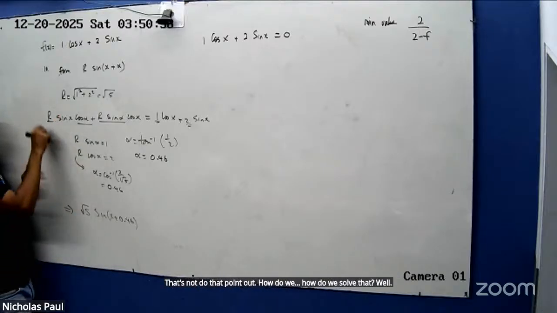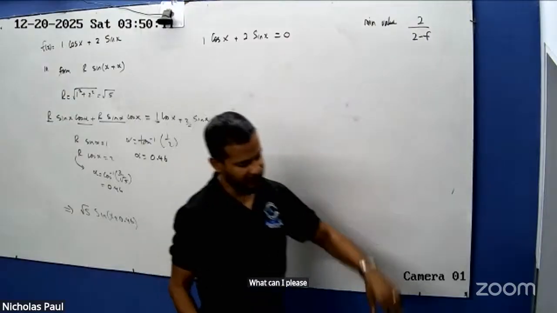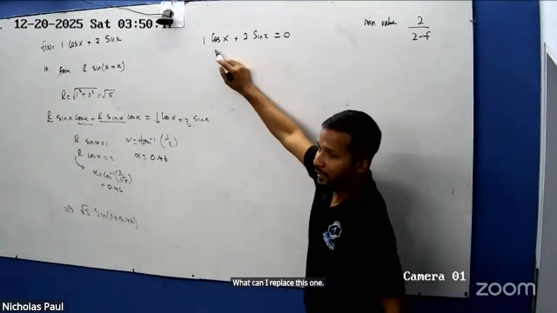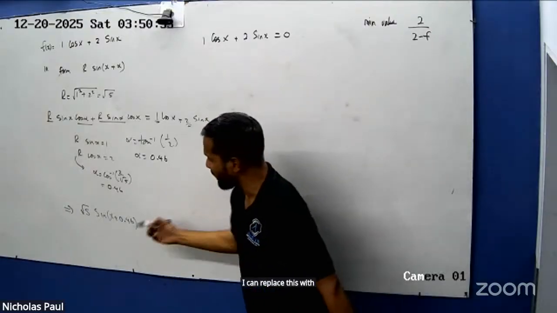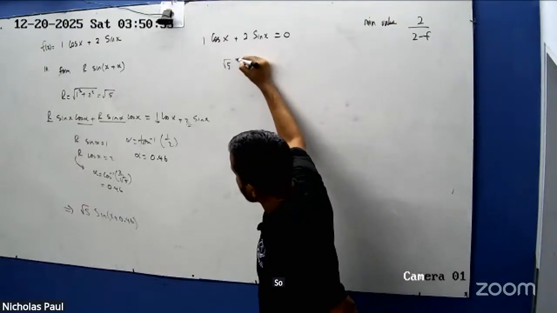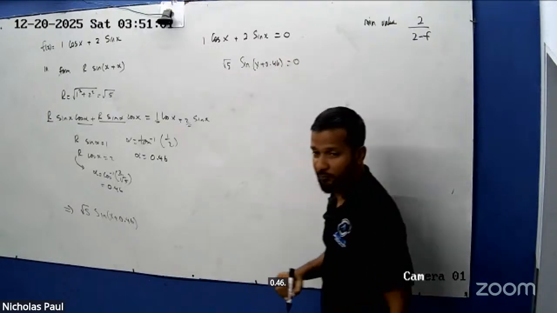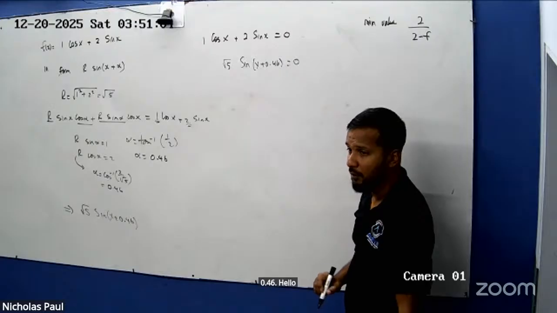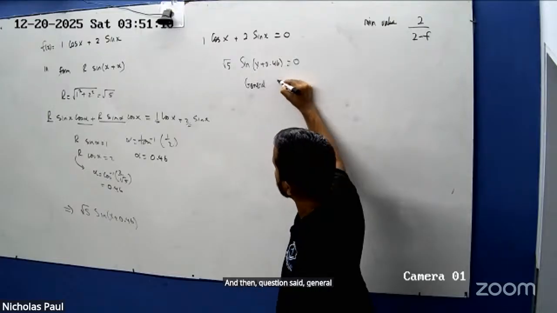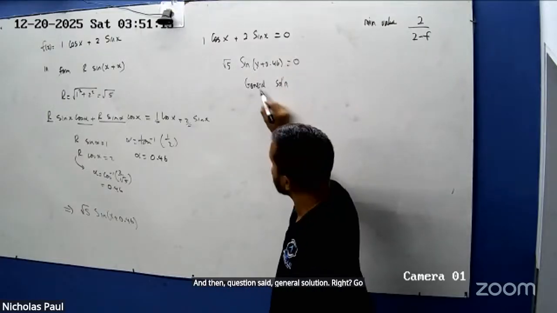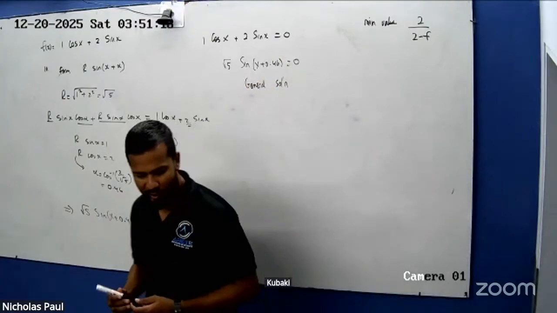Well, there's a reason that we wrote this like this. What can I replace this with? I can replace this with what we worked out here, so that'll be root 5 sine x plus 0.46. Are you okay with that? I replace this with this. And then the question said general solution. Go back to your general solution formula for sine and solve that.